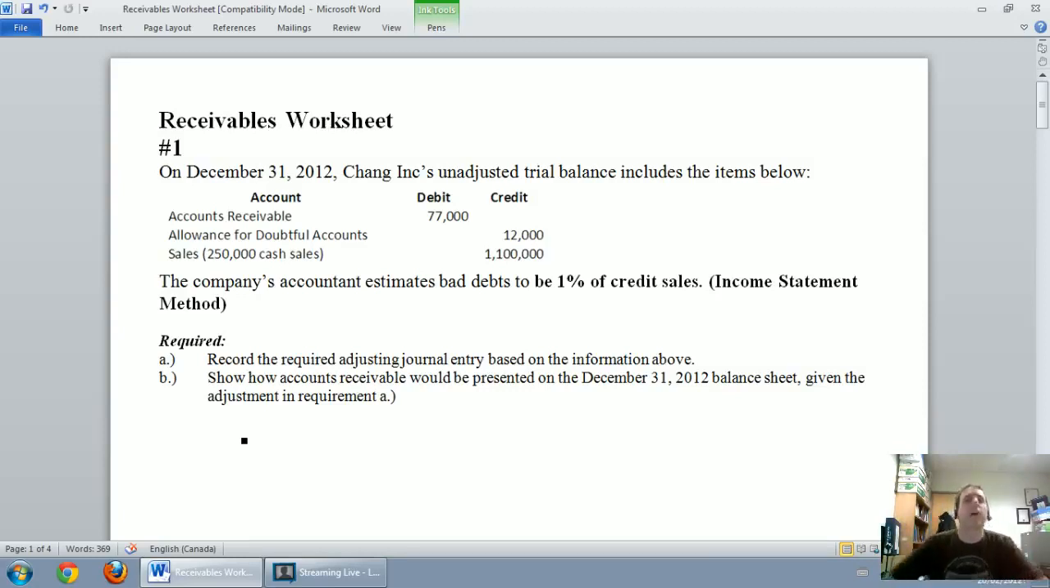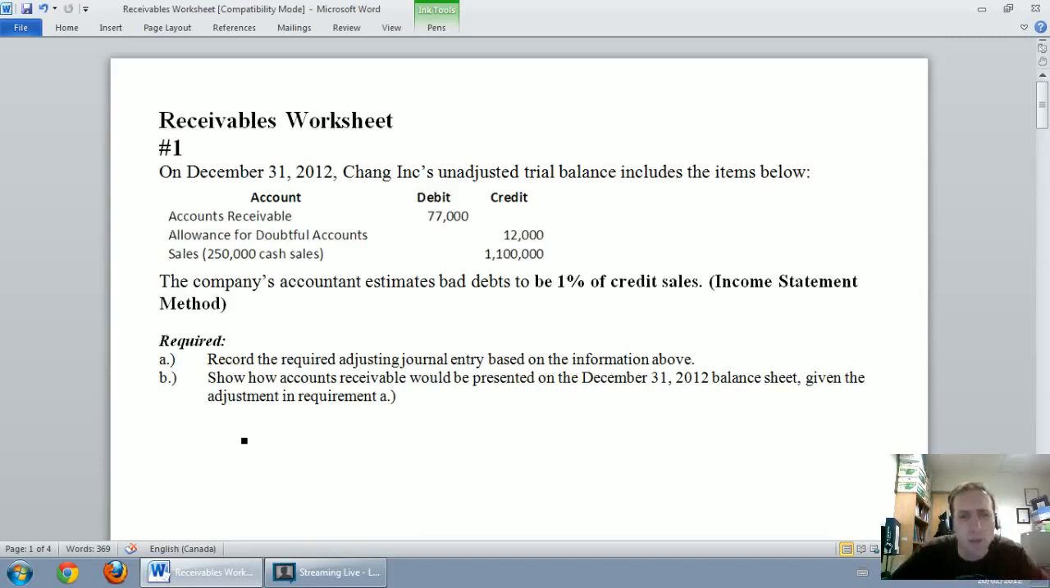but those ones are the ones relevant to this question. It says the company's accountant estimates bad debts to be 1% of credit sales. And in brackets it tells you that because we're taking a percentage of sales, we do the income statement method. The income statement method I think is the easier of the two, but I actually prefer the balance sheet method. I think it's a little bit more logical.